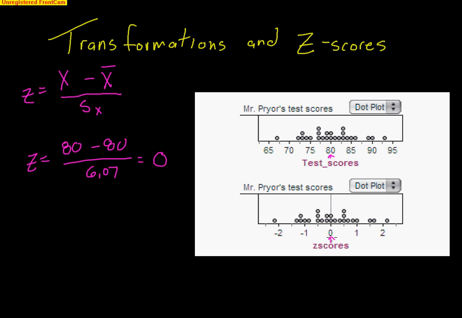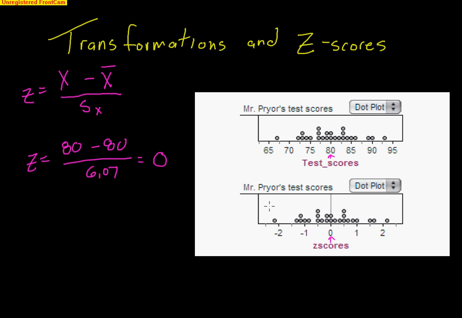So now my data will be centered around 0 because the mean is 0 standard deviations from the mean. The mean is the mean, so obviously it's not above, it's not below, it's the same value. So the mean itself, measured as a z-score, is 0 standard deviations from the mean.